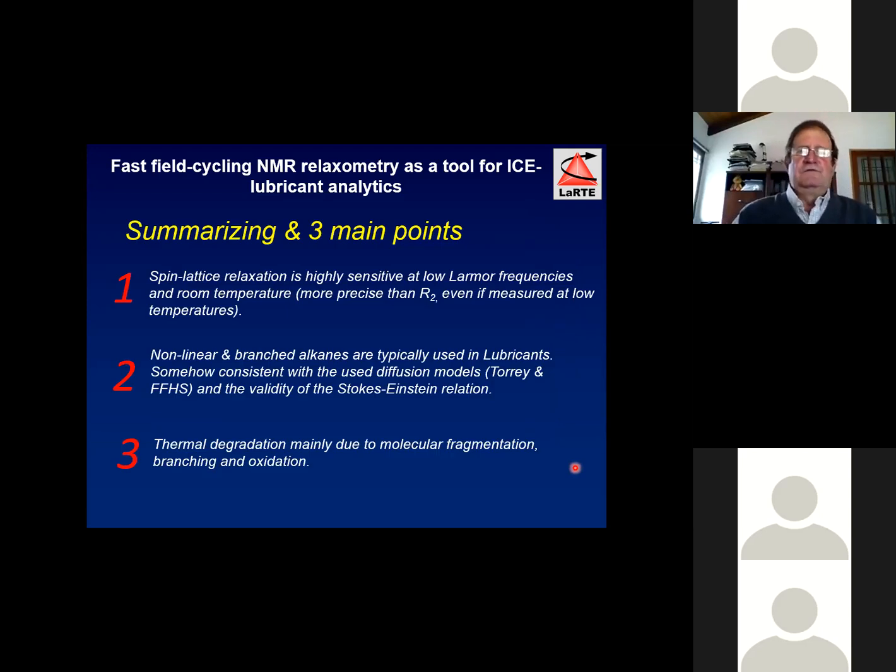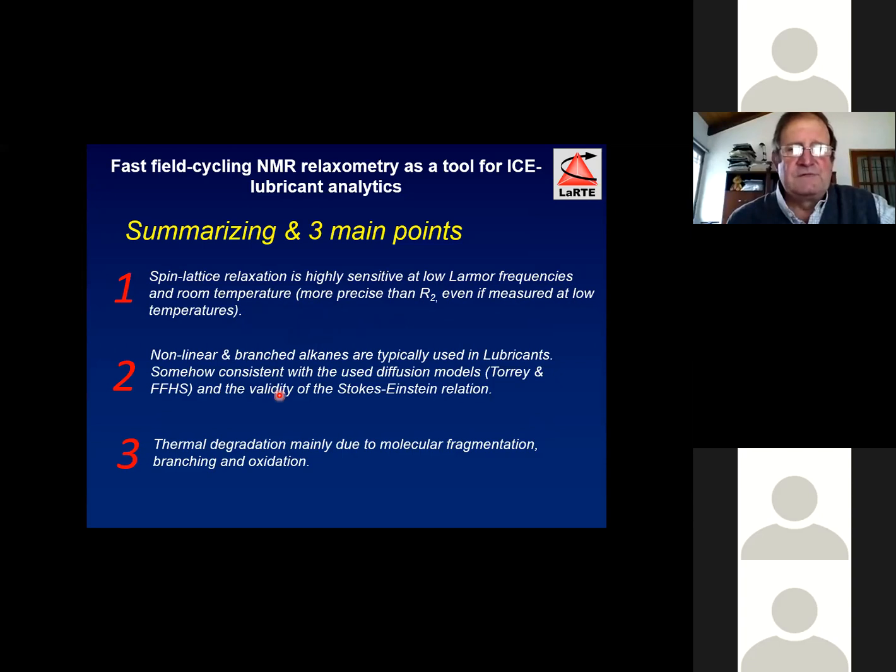Okay, so just to summarize the 3 main points of this study we did in the last year. So the first point is that the spin-lattice relaxation is highly sensitive at low Larmor frequencies, at room temperature, and is more precise than R2 or spin-spin, even if measured at low temperature. Okay. If I had to choose one of the 2 techniques, I go for field cycling. Not because I am a field cycling fan, but because of this, for this case.